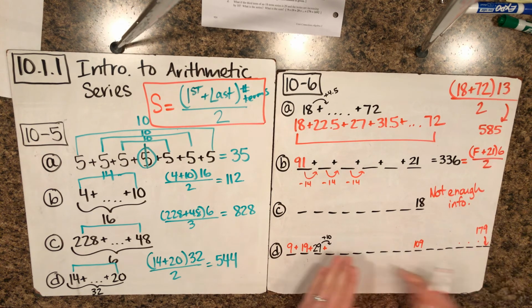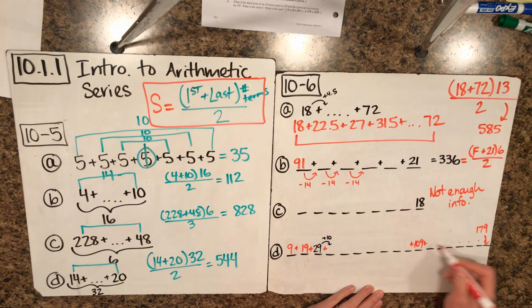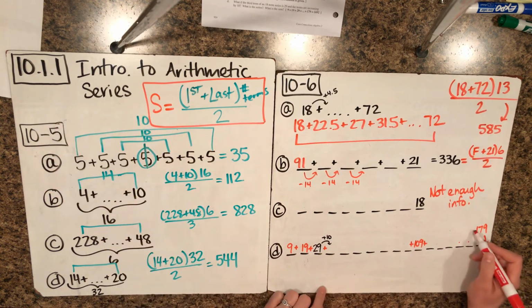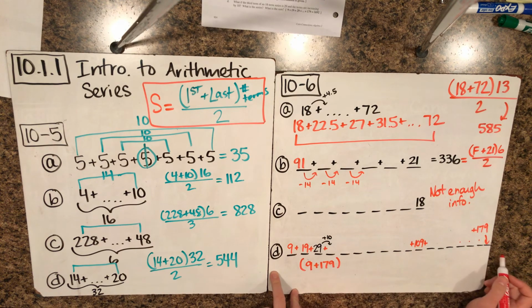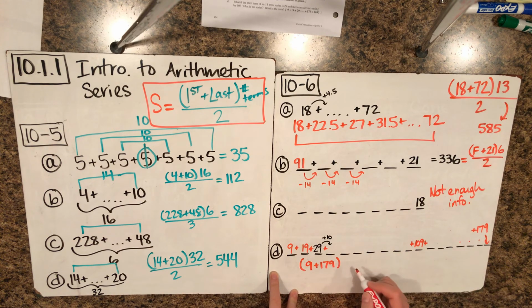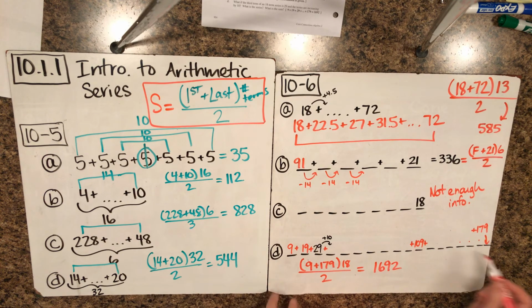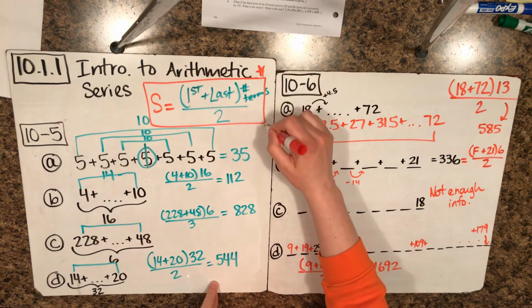Okay, and again, I can list those all out, and because it's a series, it means I'm adding all of the terms together. And if I want to find the sum, first plus last times the number of terms, they told us in the problem that it had 18 terms, and divide by 2, and I get a total sum of 1,692.